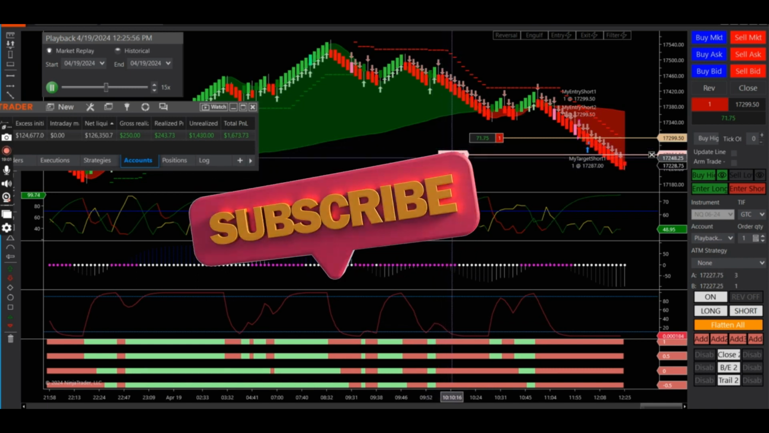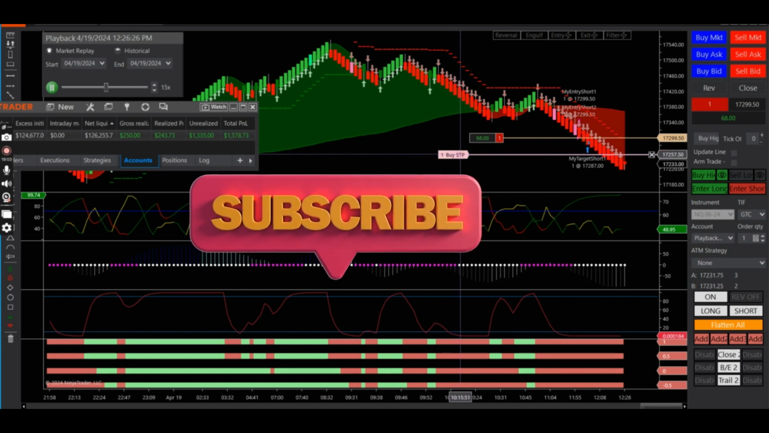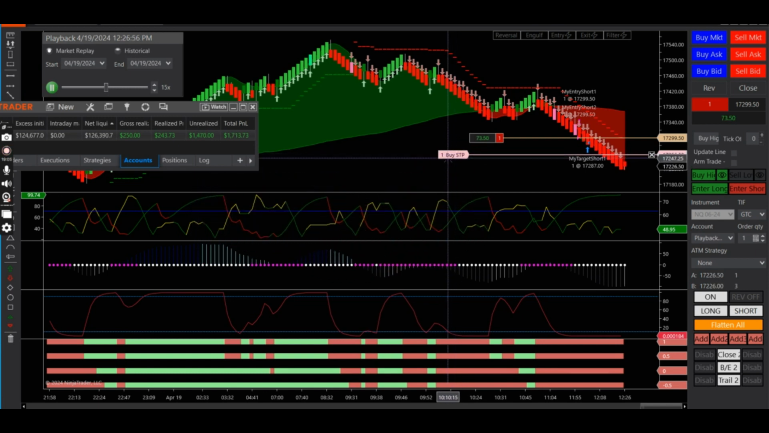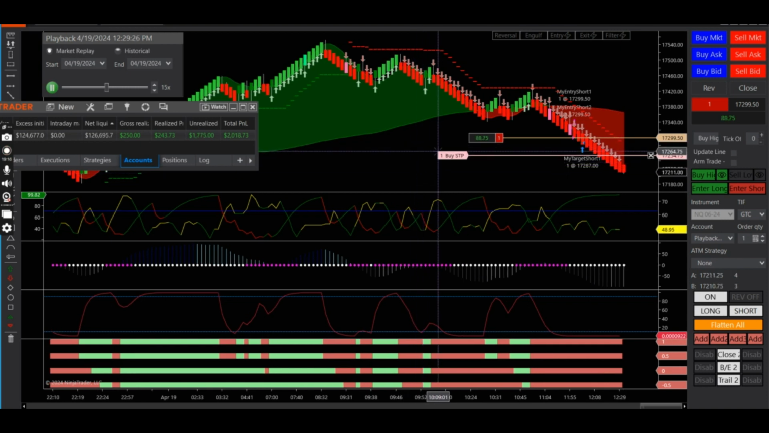Okay, it's pushing down some more. I'll just leave my stop loss right here. So let's push it down some more. So you can see how its stop loss moves automatically based on ATR. So I'm just gonna move it down some more so I can squeeze out some more profit.